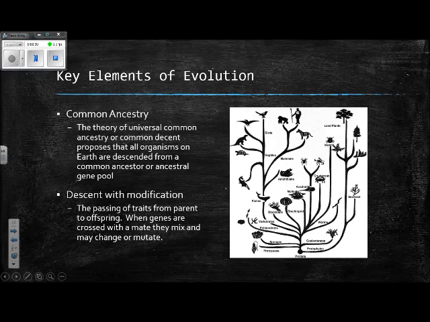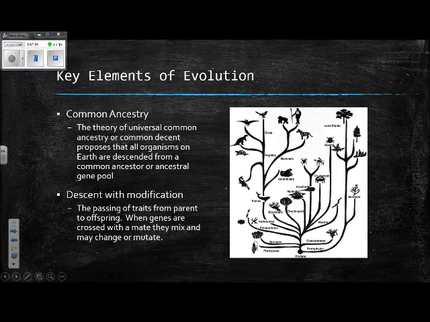Another theory is descent with modification. So the passing of traits from parents to offspring, when genes are crossed and mated, they mix and may change or mutate. So this is kind of where it happens, like you don't look exactly like your mom or exactly like your dad, but you look sort of like both of them, right? So when they made you, their genes kind of mixed together and changed, and they made a different person that was sort of like them, but not exactly like them.